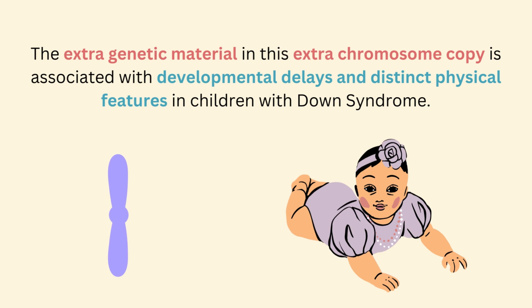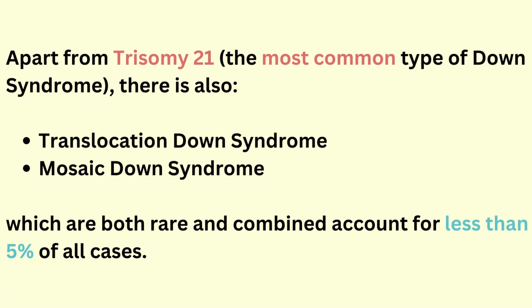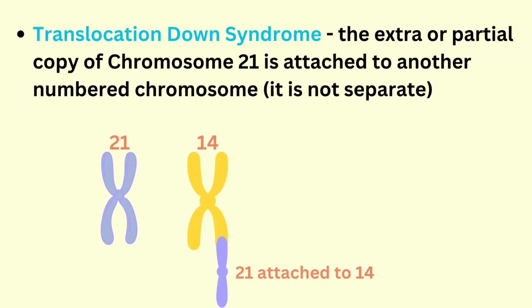The genetic material in this extra chromosome copy is associated with developmental delays and distinct physical features in children with Down syndrome. Apart from trisomy 21, the most common type of Down syndrome, there are other more rare types of Down syndrome. Translocation Down syndrome occurs when the extra or partial copy of chromosome 21 is attached to another numbered chromosome. It is not separate as in trisomy 21.